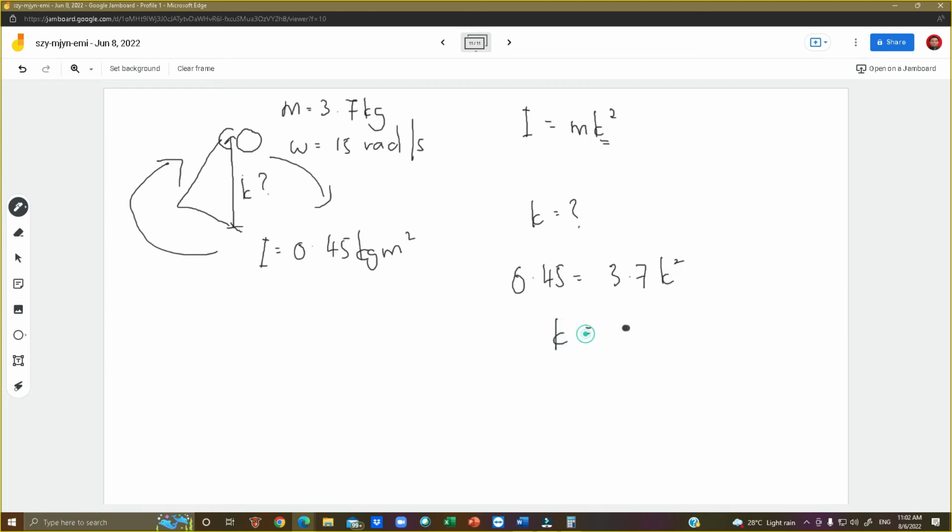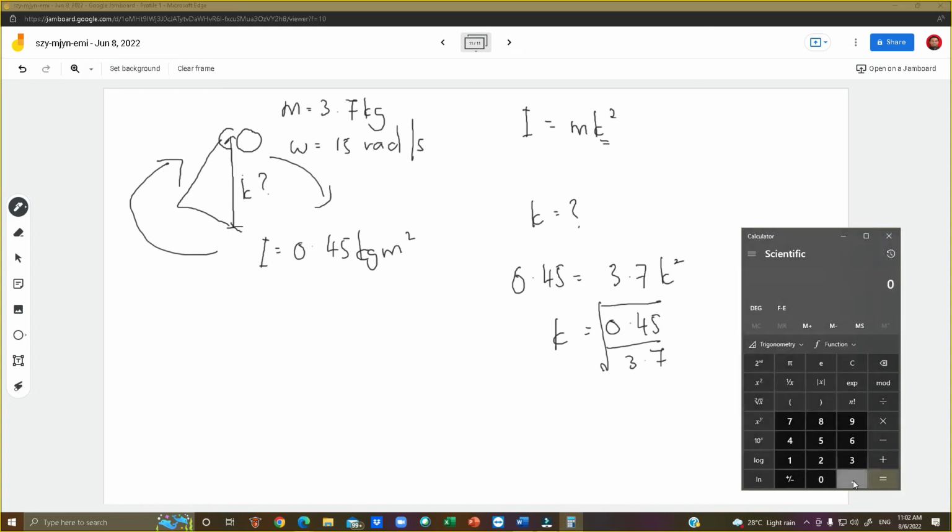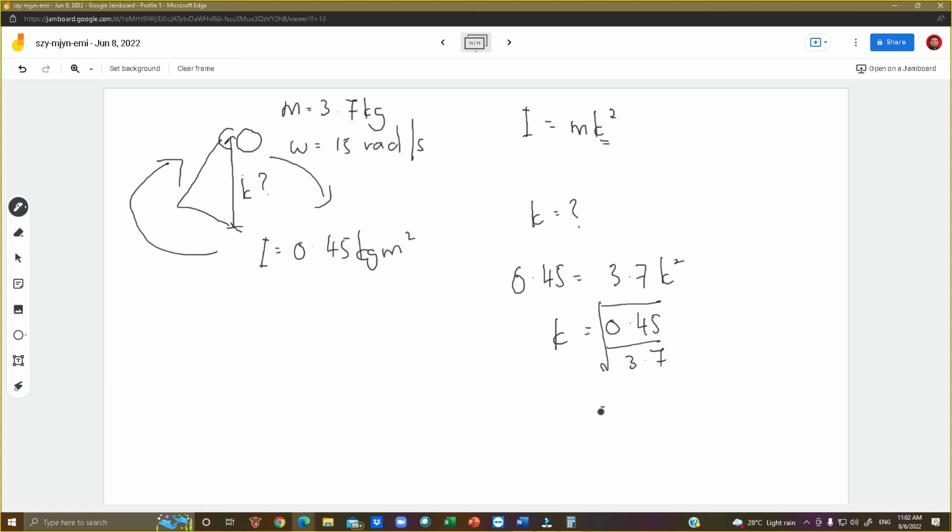Jadi K ialah 0.45 over 3.7 and the square root of it. Itulah jawapan untuk K. Berapa kita dapat? Square root 0.35 meter ataupun 35 cm, meaning that the hand is quite flat in position rather than tegak. Okay, itu maksud dia. Okay, sampai sini okay?